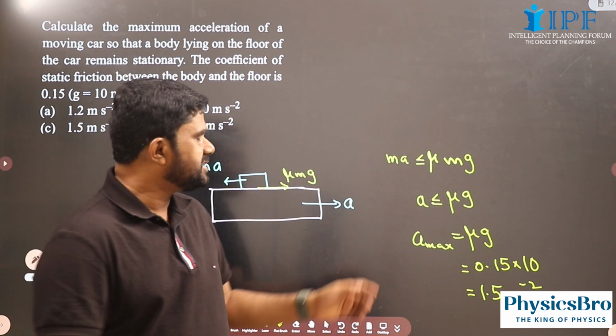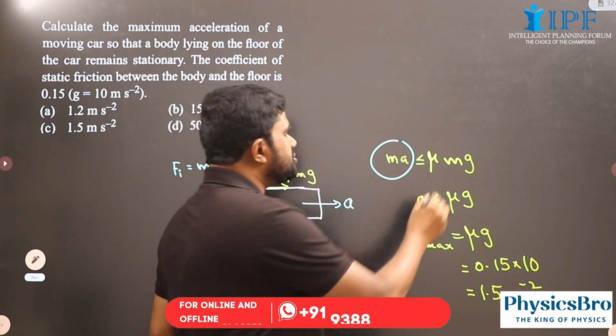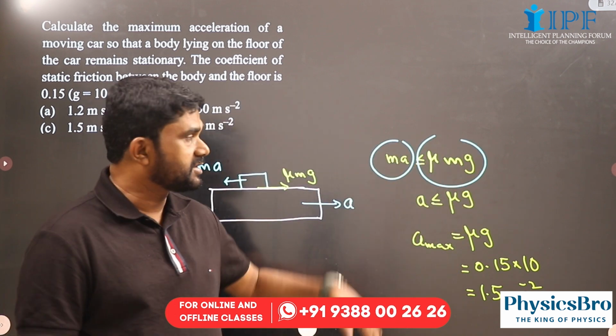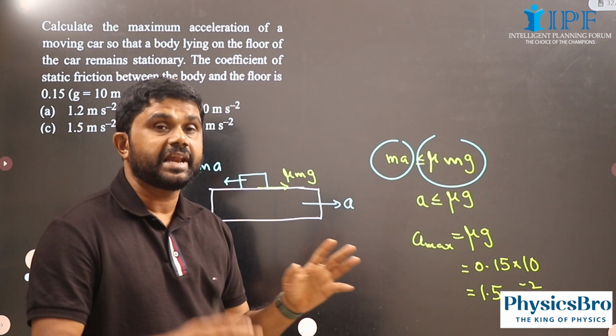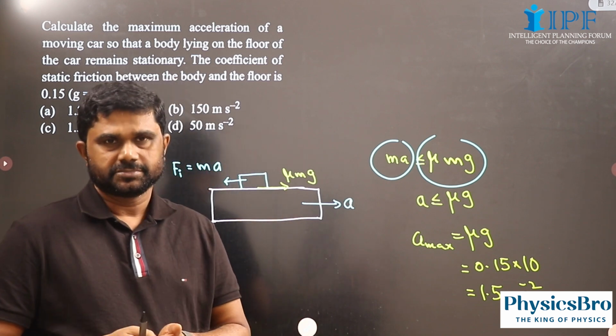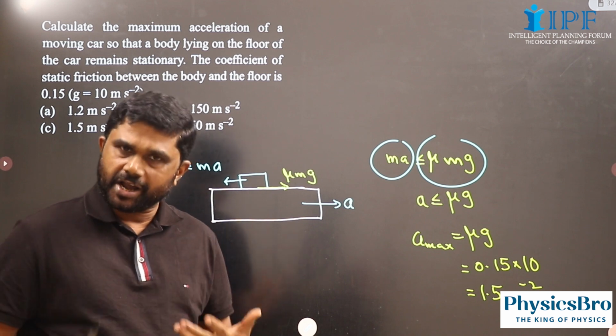This ma is the force that we require, and this is what we have. The quantity on the right side is what we have, and the quantity on the left side is what we need. What we need must be less than or equal to what we have.